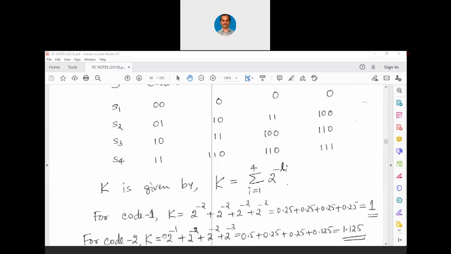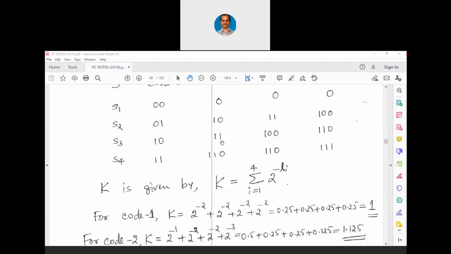Let us see the second code. K is 2 power minus 1 plus 2 power minus 2. For the very first symbol it is 1 digit, the second symbol is 2, the third symbol is 2, and the fourth symbol is 3. So 2 power minus 1 plus 2 power minus 2 plus 2 power minus 2 plus 2 power minus 3 is 1.125, which means the second code is not satisfying the Kraft-McMillan inequality.